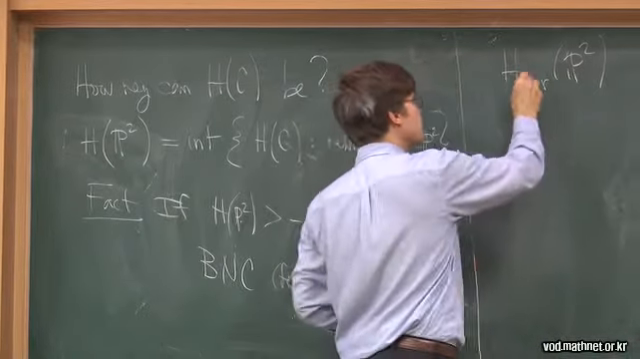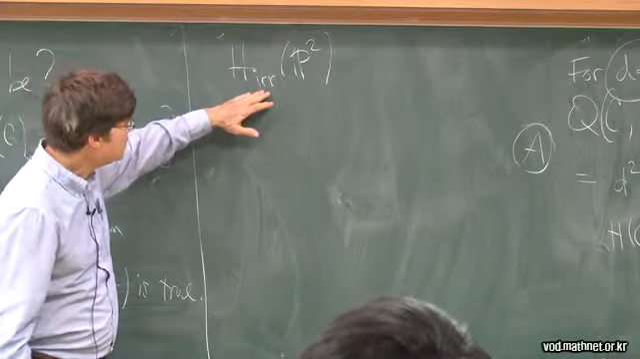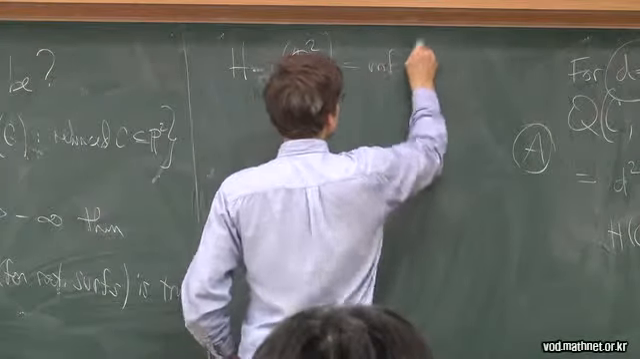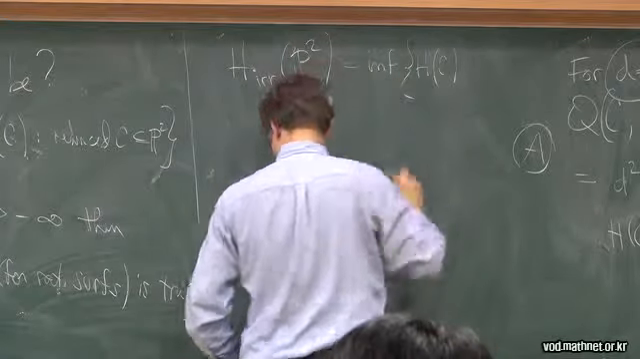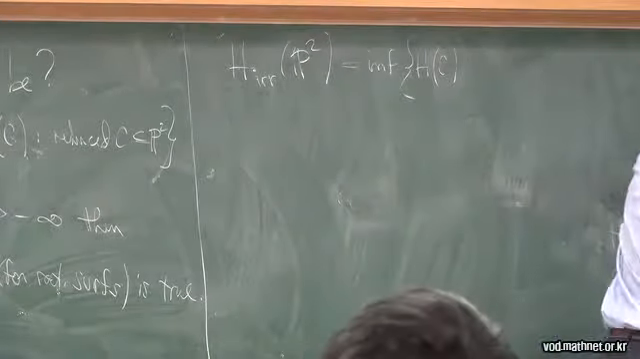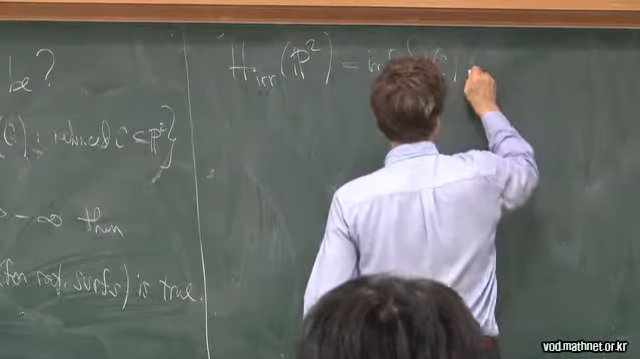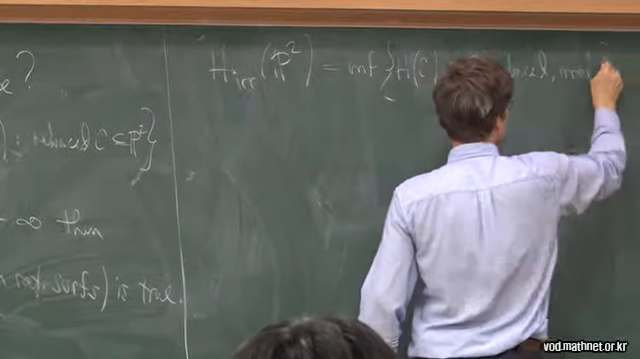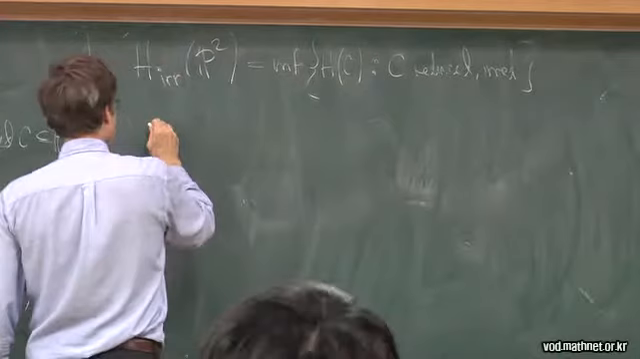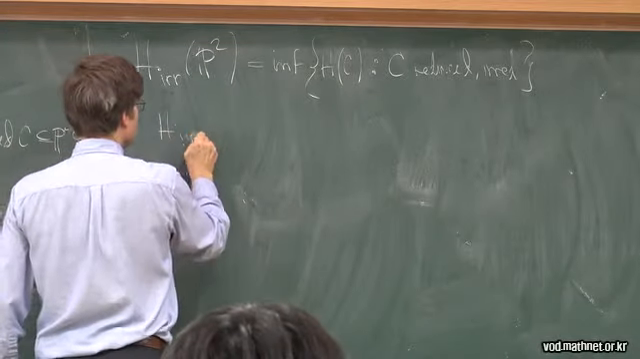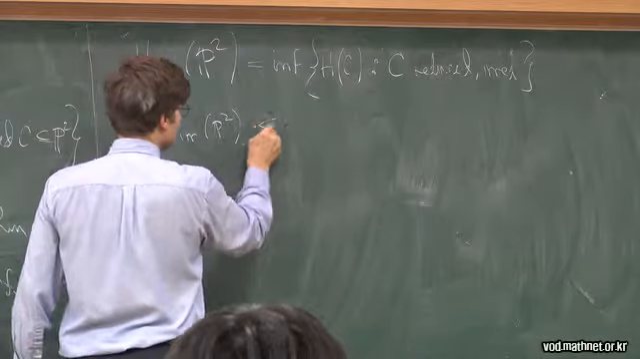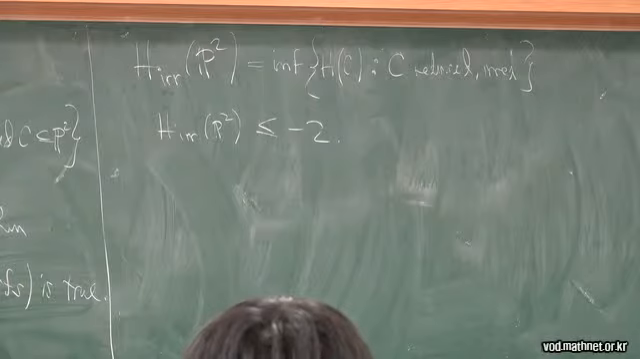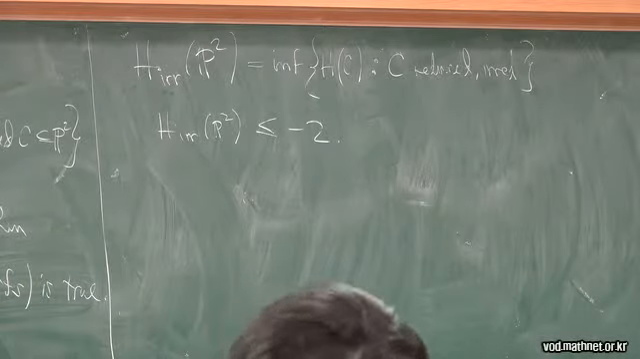So let me introduce a little more notation. H irreducible is the infimum for irreducible curves. Suppose you only look at irreducible curves. Reduced, of course, but also irreducible. So what's known is that the irreducible H constant is less than or equal to -2.